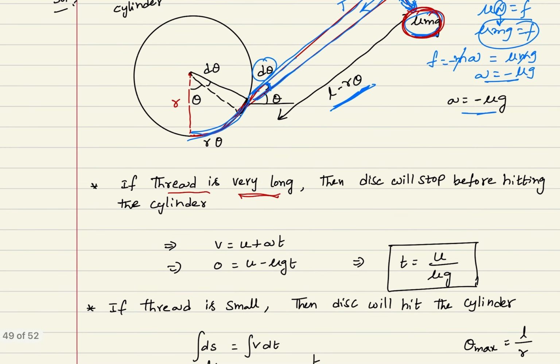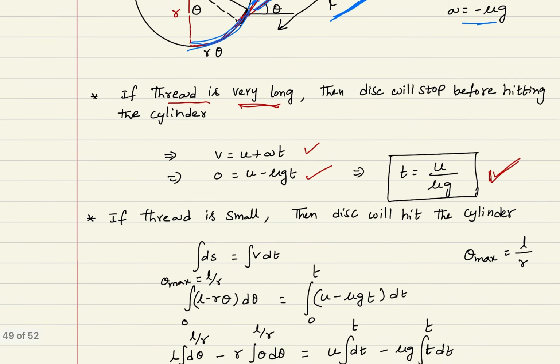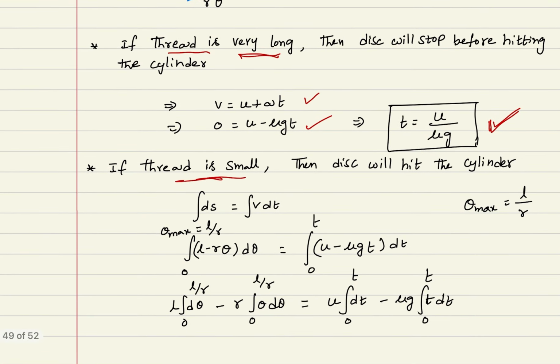By what time it is stopping, I am writing. I have used the general basic relation v = u + at, as a is uniform. I get t = u/μg. In this case, you can observe that if the thread is too long, at t = u/μg it will stop, before hitting the cylinder.